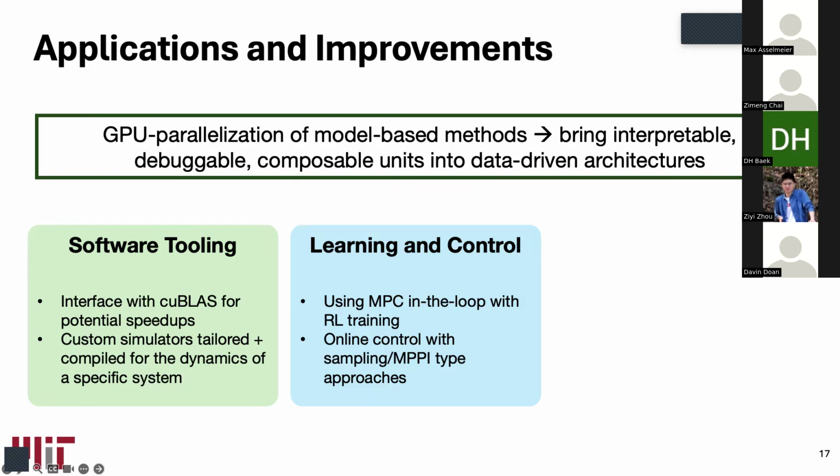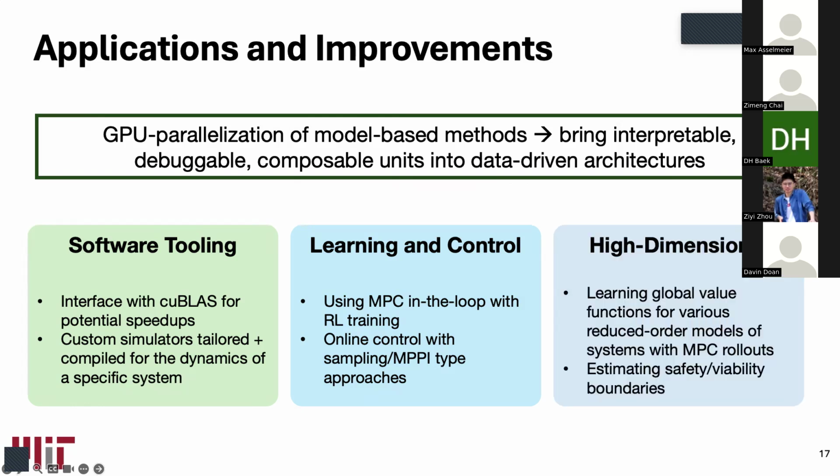So in terms of bigger picture visions of what we could do with Kusadi, there's speedups and potential for improvements here. What we're going to talk about today a little bit is learning and control, how we can use these parallelized model-based architectures as part of the learning loop, and also more broad high-dimensional applications we could think about too.